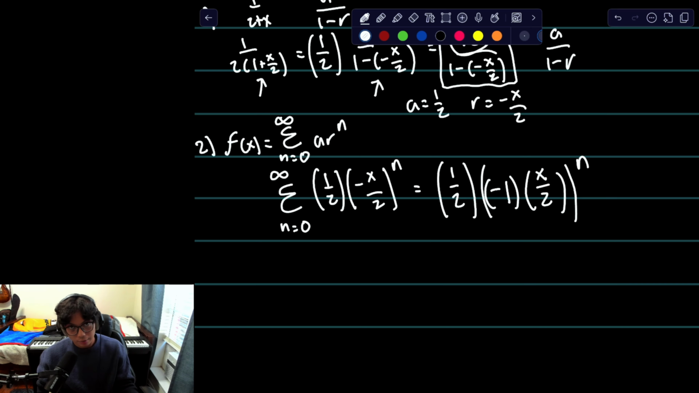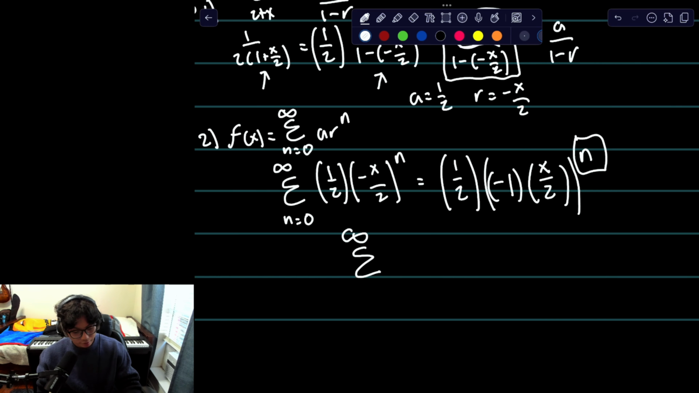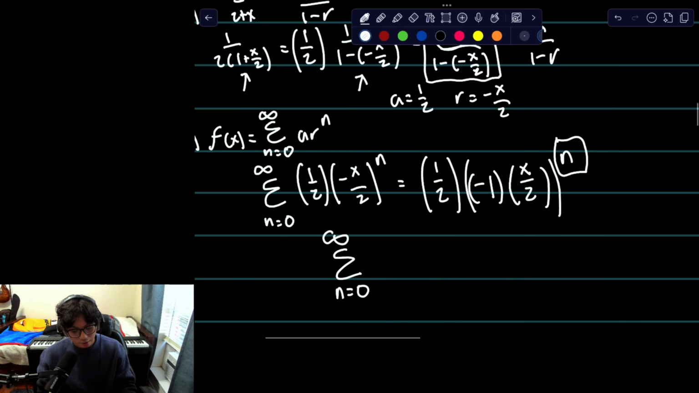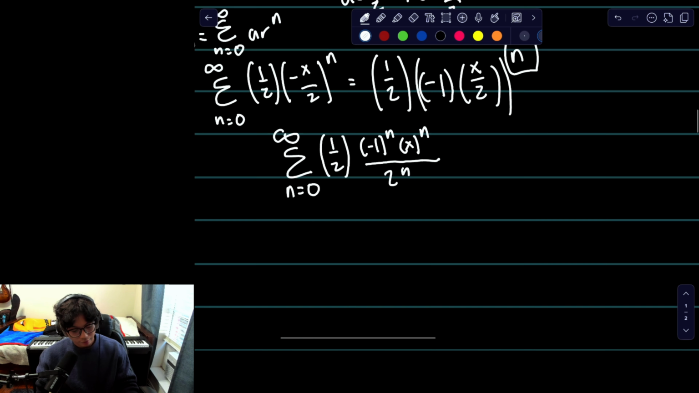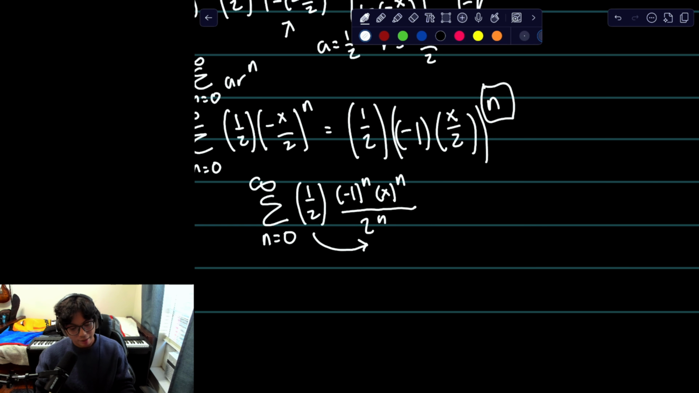Now this is important to separate the negative 1 and multiply it, because this is also going to be included in our nth term. So again, simplifying further, this becomes the series from 0 to infinity of 1/2 times negative 1 to the power of n times x to the power of n over 2 to the power of n. Now, to simplify even further, remember that 2 times 2 to the power of n is exactly the same as just doing 2 to the n plus 1, because we are just multiplying itself again. And in this series, if we just multiply another 2, we are adding another term.